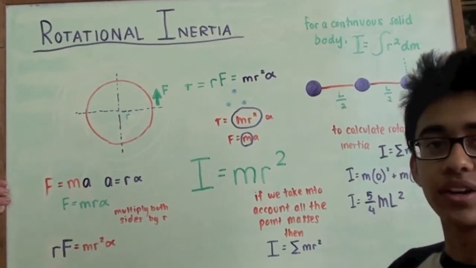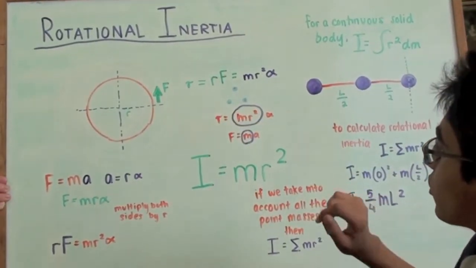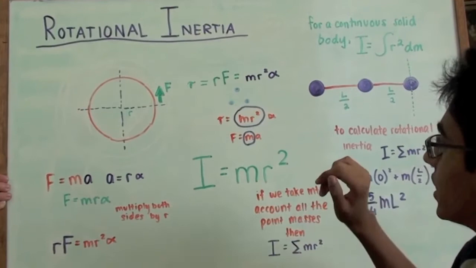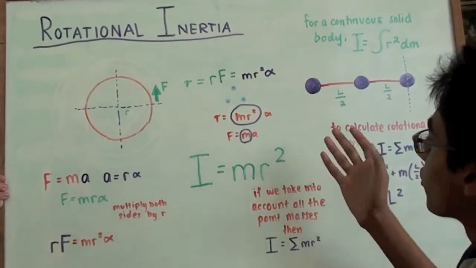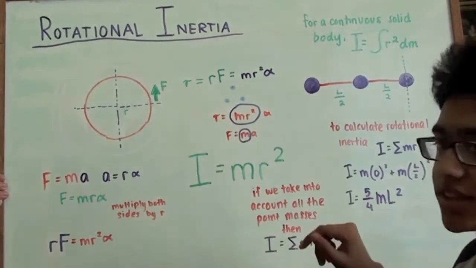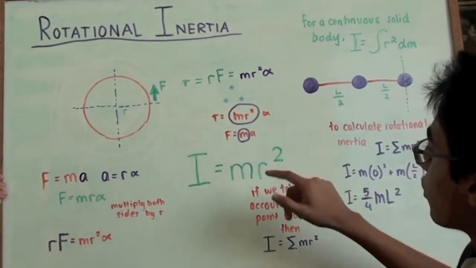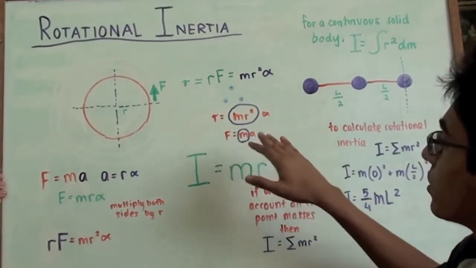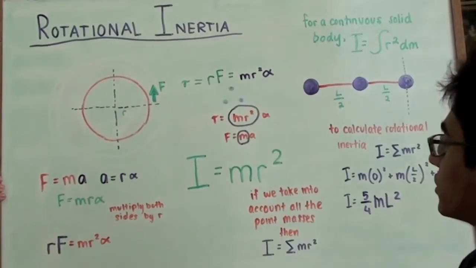Now rF might be quite familiar to you. rF is equal to torque. Therefore, we can rewrite this equation into torque equals mr squared alpha. Now that should seem even more familiar, as torque is the analog for force, alpha is an analog for acceleration, therefore mr squared should be the analog for mass. And we have come to our point of rotational inertia.